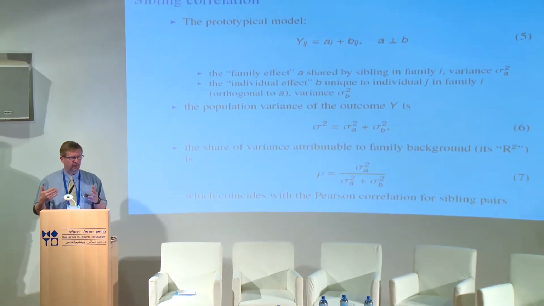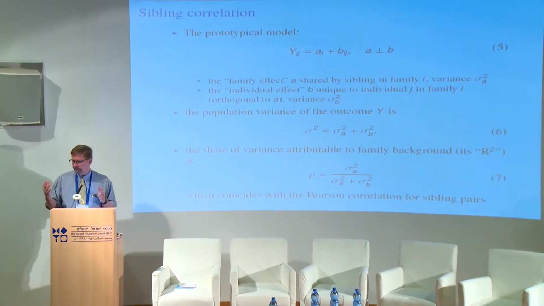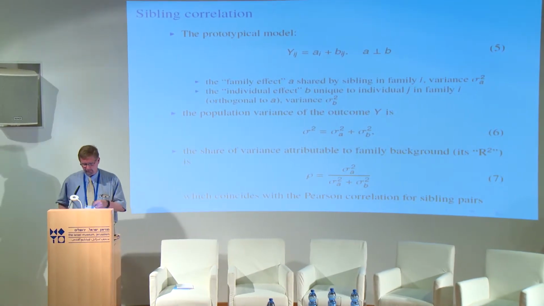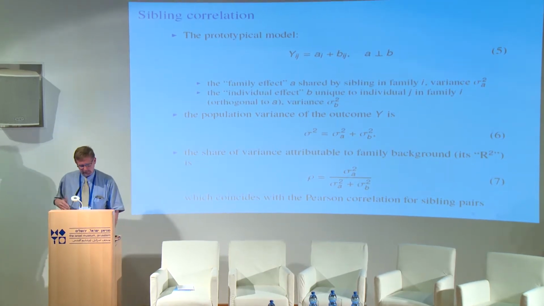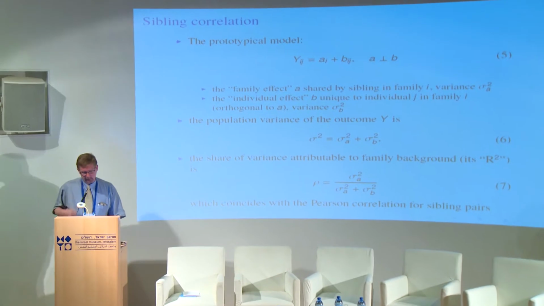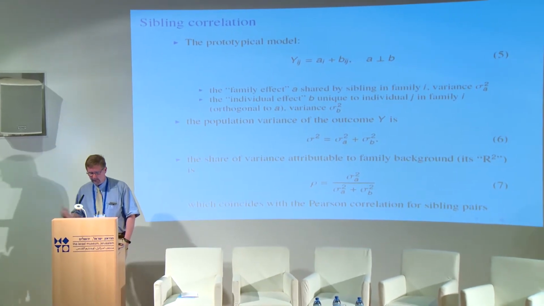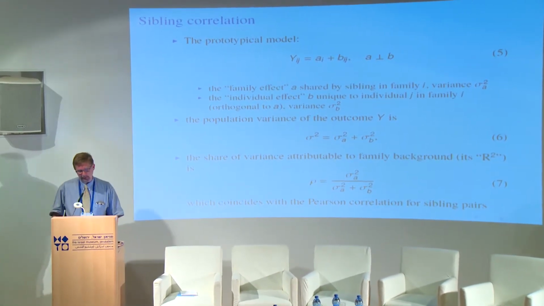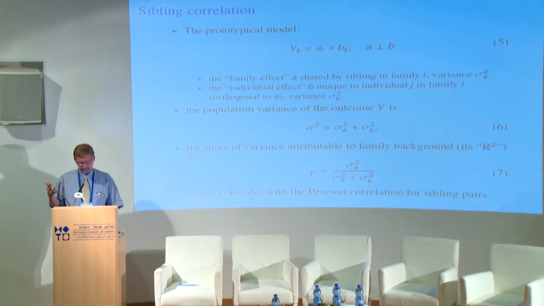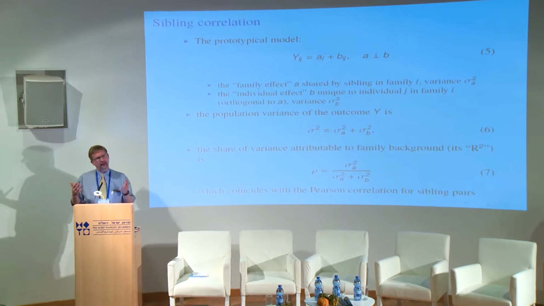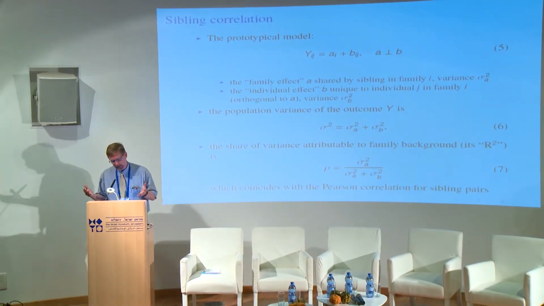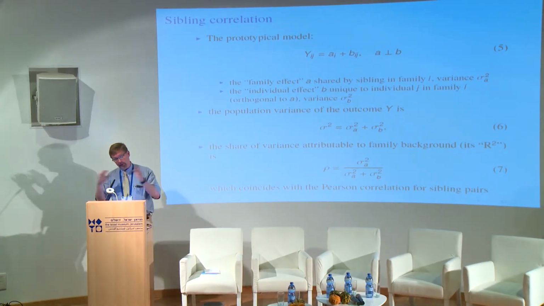These are orthogonal by construction, so the B is measured as a deviation from the A, essentially. Because they're orthogonal, the population variance in the outcome of interest is the sum of two variance components: the variance of the family component and the variance of the individual component.